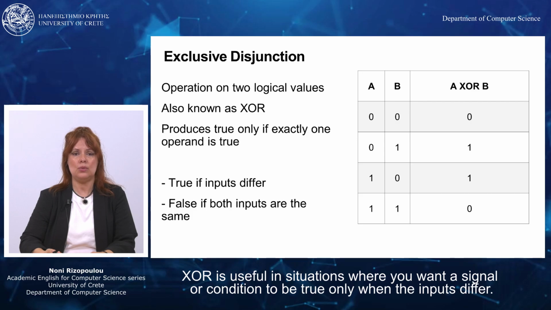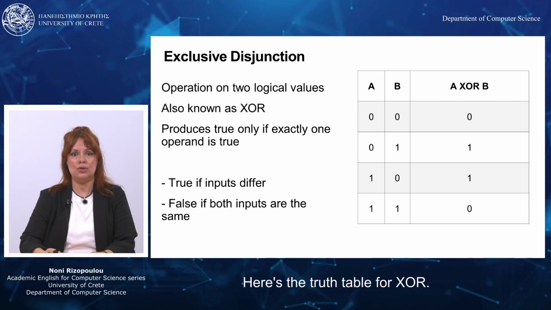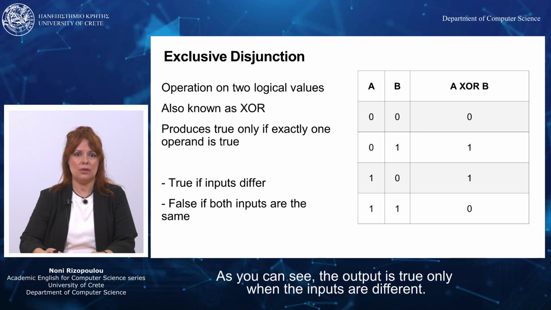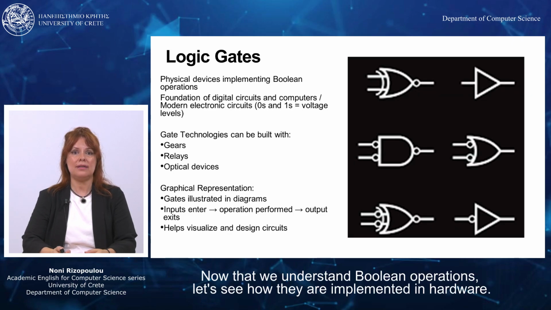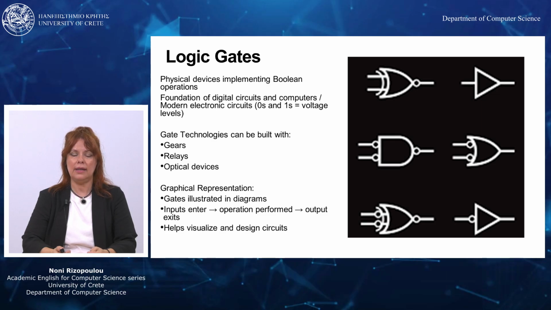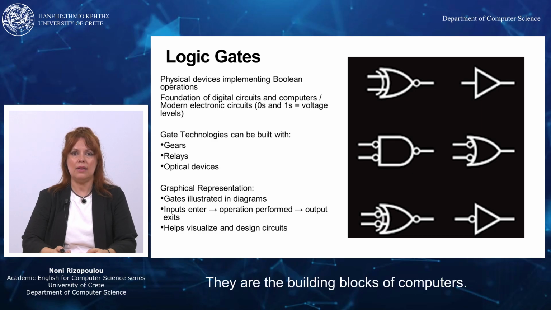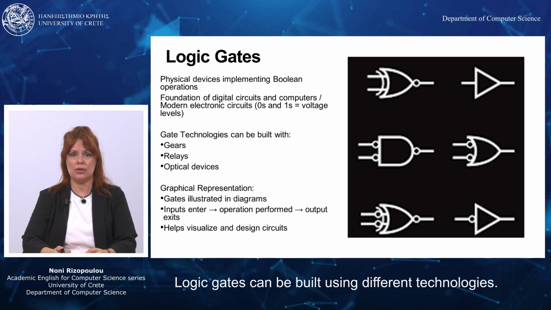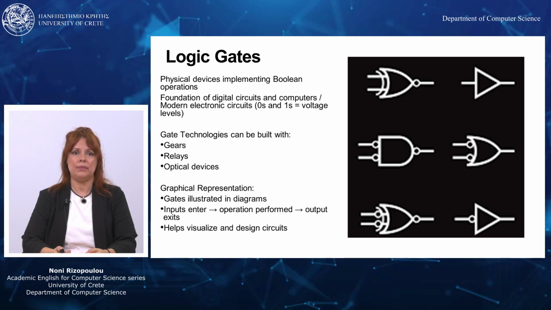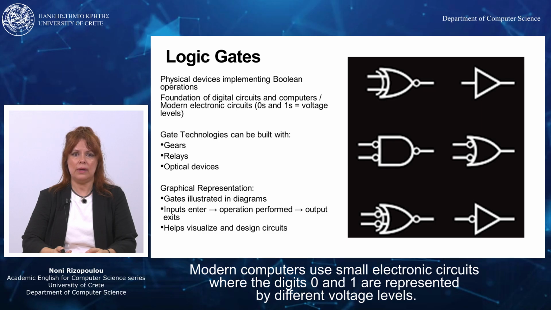XOR is useful in situations where you want a signal or condition to be true only when the inputs differ. Here's the truth table for XOR. As you can see, the output is true only when the inputs are different. Now that we understand Boolean operations, let's see how they are implemented in hardware. In electronics, the physical devices that perform Boolean operations are called logic gates. They are the building blocks of computers. Logic gates can be built using different technologies: mechanical systems like gears, relays, optical devices. Modern computers use small electronic circuits where the digits 0 and 1 are represented by different voltage levels.